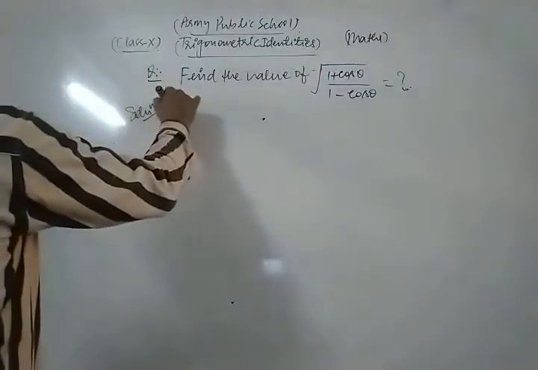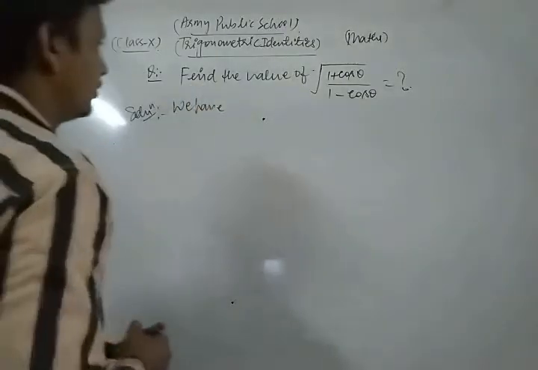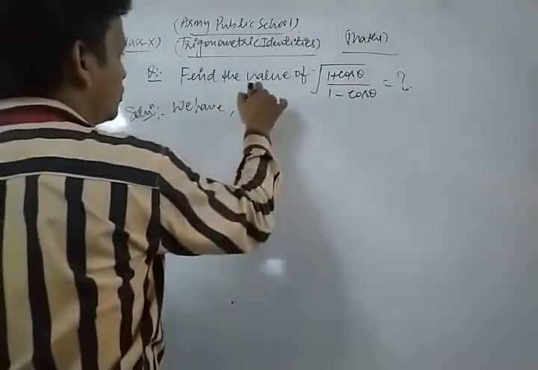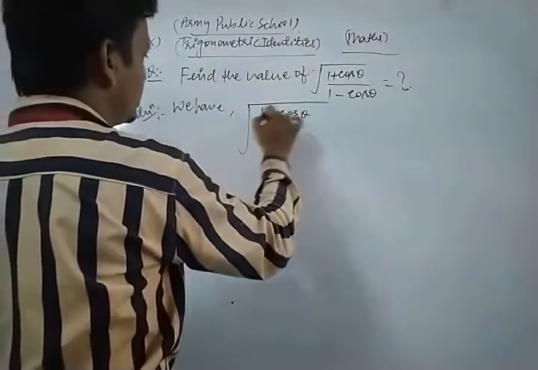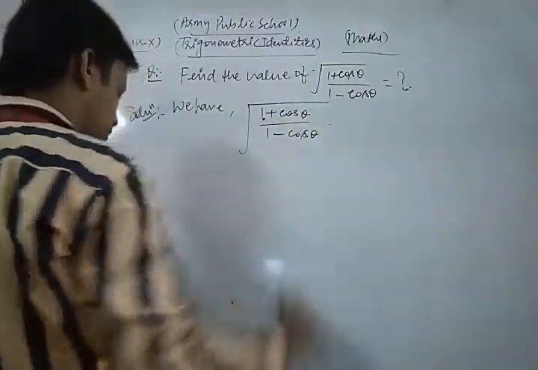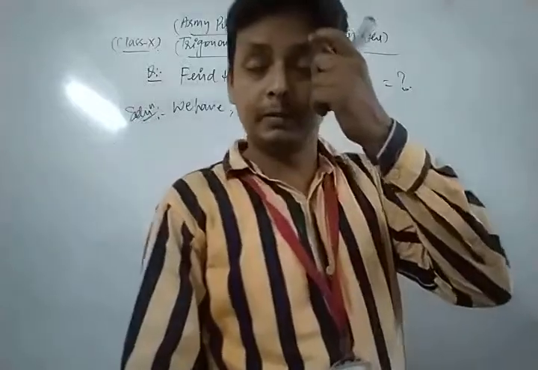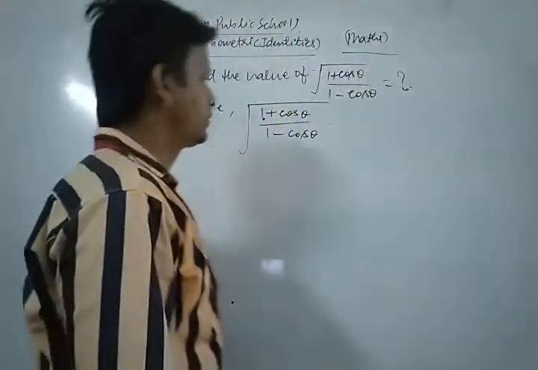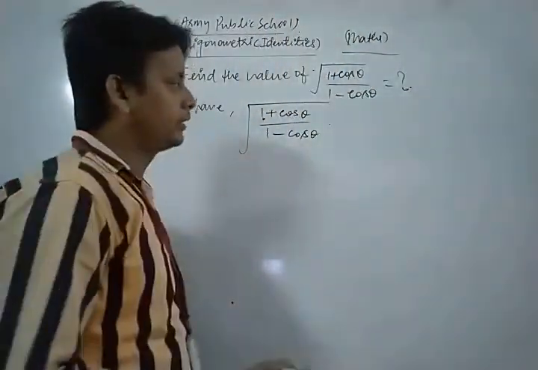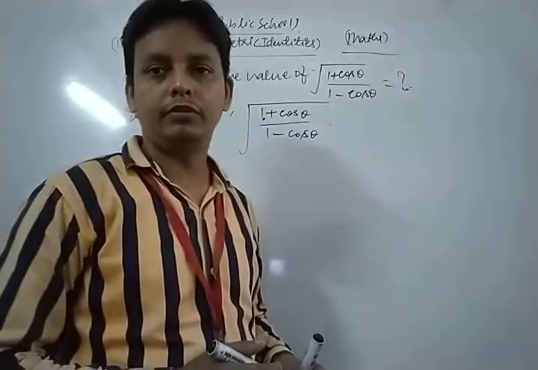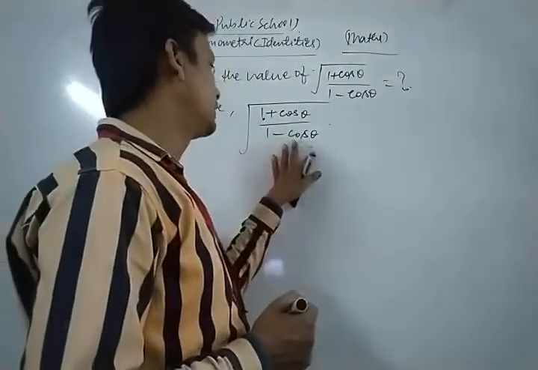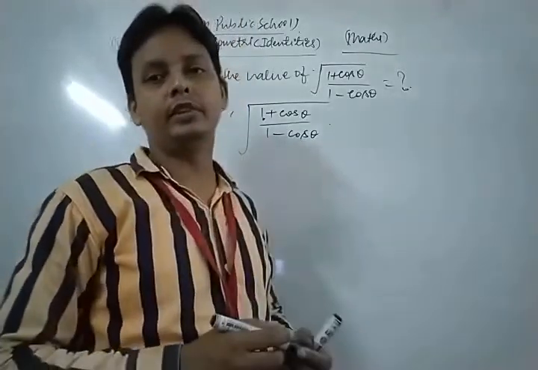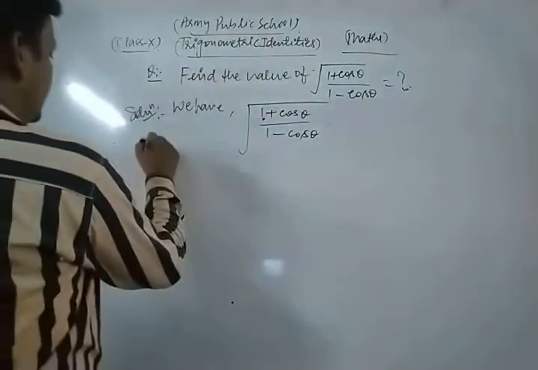So first of all, we have the square root of (1 plus cos theta) upon (1 minus cos theta). In that type of questions, first of all you do rationalization. For rationalization we must multiply both the numerator and denominator by the conjugate of the denominator. Here the denominator is 1 minus cos theta, so its conjugate will be 1 plus cos theta.